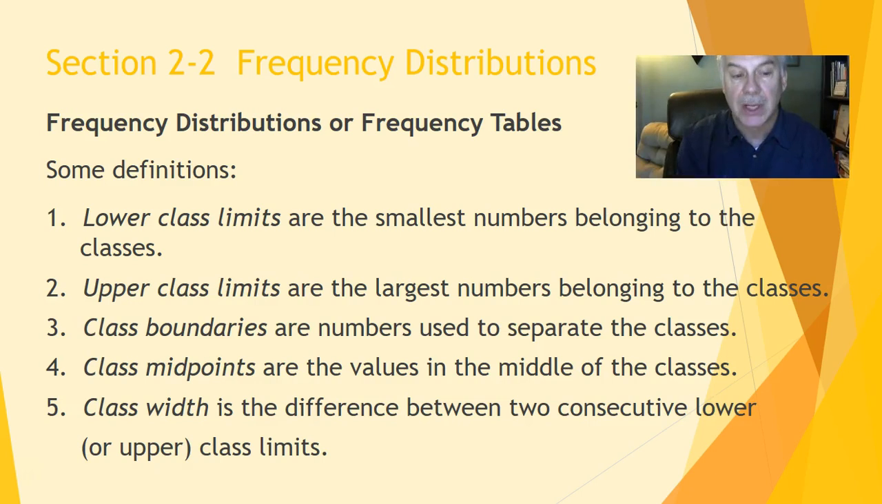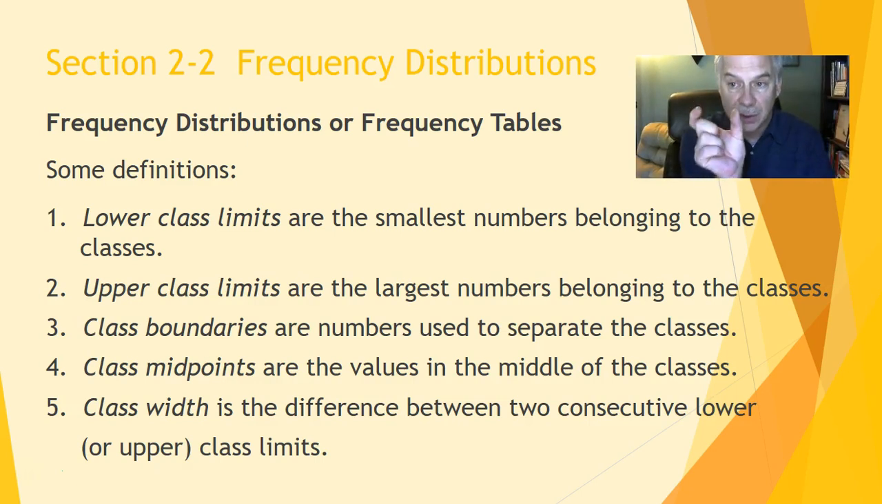classes or intervals. Now, the class boundaries are numbers in between the upper end of a class and the lower end of the next class. So they're a boundary in between intervals used to separate the classes. And then class midpoints are values right in the middle of each of the intervals. So there'll be a class midpoint in each interval, which is halfway between the lower class limit and the upper class limit.